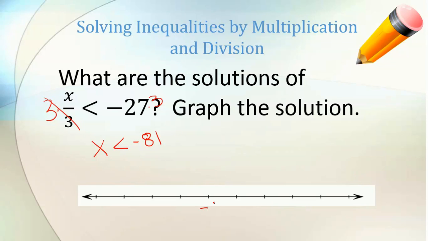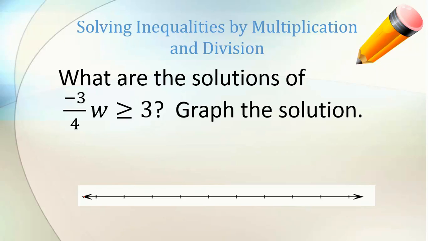So now let's graph. Negative 81, negative 82, and negative 80 on that side. What kind of dot at negative 81? Open, right? Open dot at negative 81. And which way are we going to shade? To the left, right? Because negative 82 is smaller than negative 81.